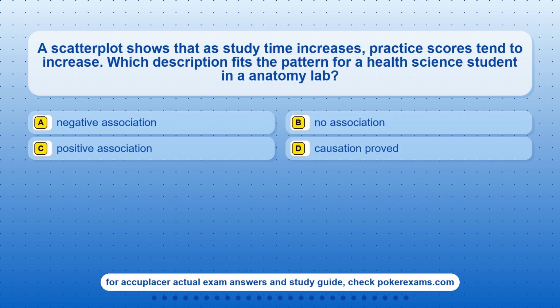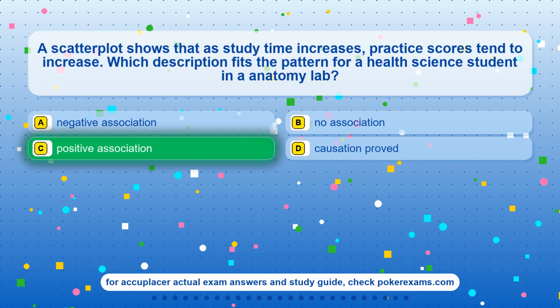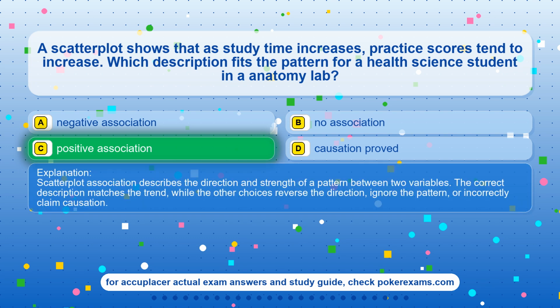Question 15. A scatterplot shows that as study time increases, practice scores tend to increase. Which description fits the pattern for a health science student in an anatomy lab? Option A. Negative association. Option B. No association. Option C. Positive association. Option D. Causation proved. The correct answer is option C. Positive association. Scatterplot association describes the direction and strength of a pattern between two variables. The correct description matches the trend, while the other choices reverse the direction, ignore the pattern, or incorrectly claim causation.